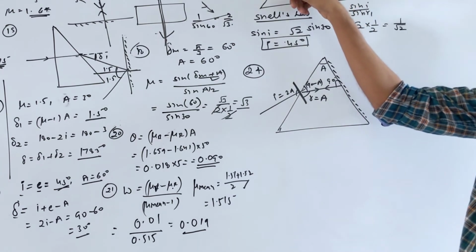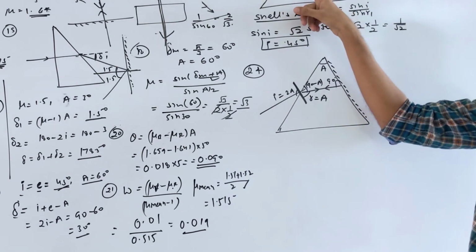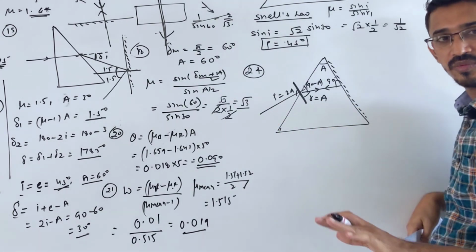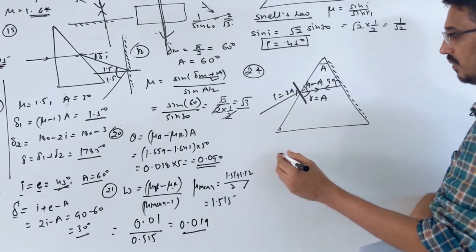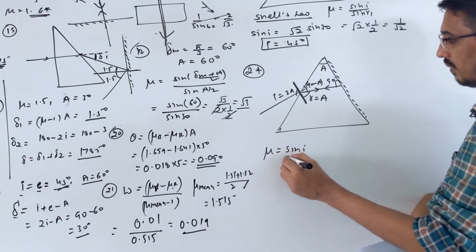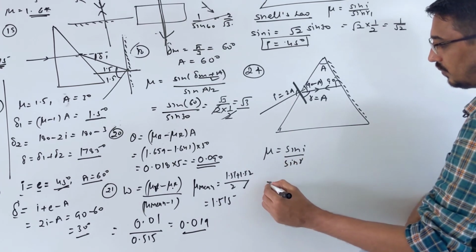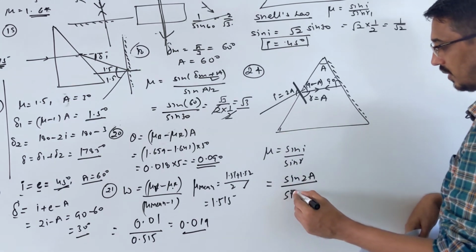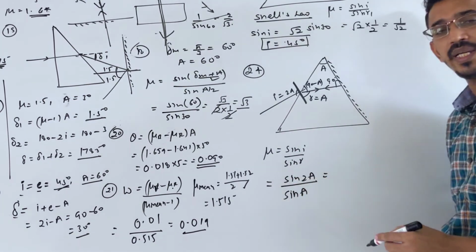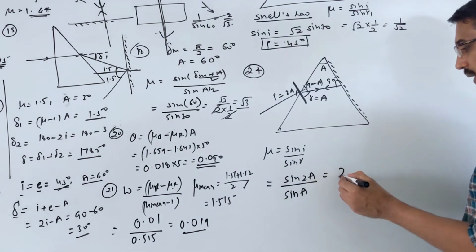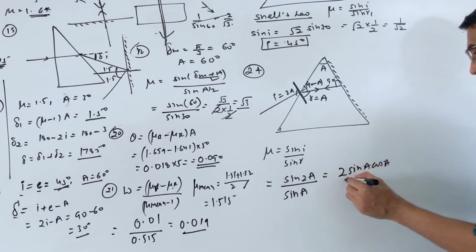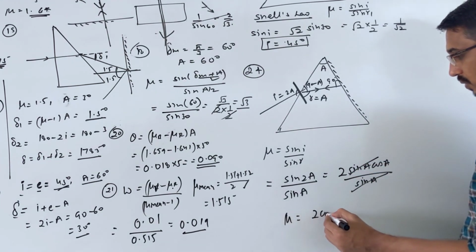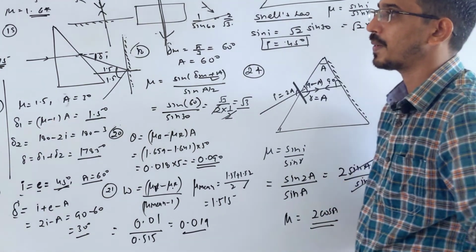Earlier the angle was 30, so this was 60, then this becomes 30, since 90 minus 60. Here, symbols are given. So that's the same answer. You write Snell's law on this surface; you can write Snell's law on both surfaces, and here also if light comes out. So mu is sine I by sine R. Sine I means sine 2A, and sine R is just sine A. Sine 2 theta is 2 sine theta cos theta, so you can write 2 sine A cos A divided by sine A. So you can cancel sine A, and your refractive index comes out as 2 cos A. That's your answer.